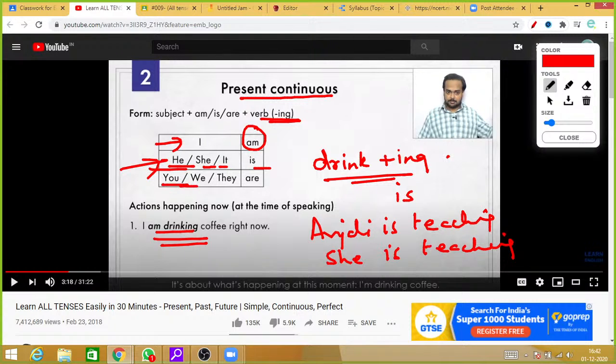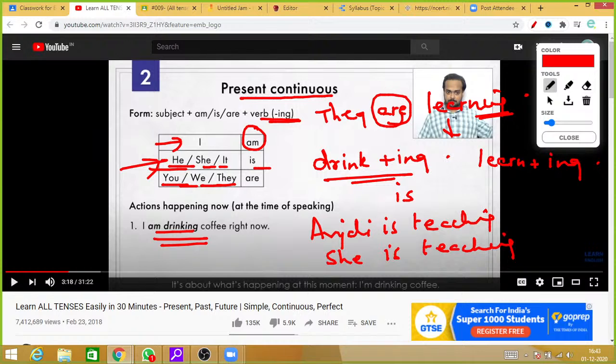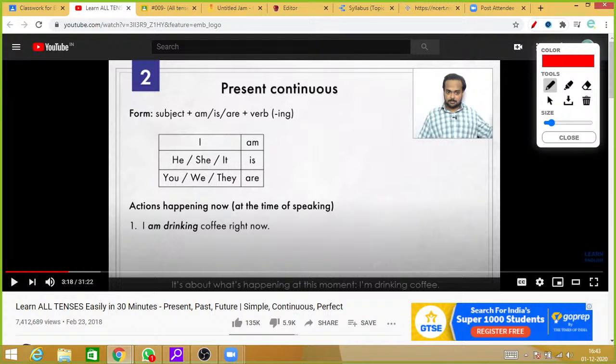And whenever you use you, we, they, you can say they are learning. So what is the verb here? Learn plus ing. And which is the helping verb? Are. Which is the verb here? Teach. Teach plus ing. Teaching, to show the present continuous form. So is the helping verb here. Understood? Both of you? Very good.